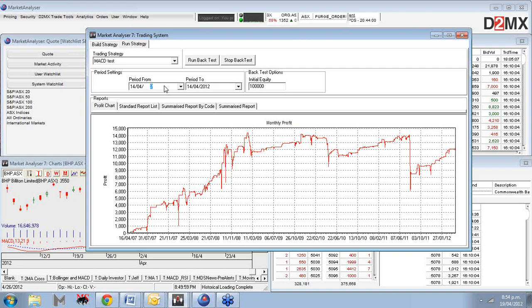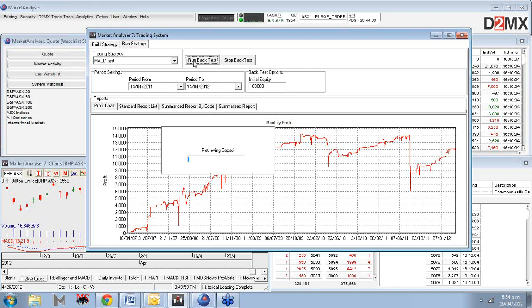And we'll bring it back to just the last year and run the back test. Now remember, we're going short on this trade. We get a signal on the MACD, we're going short on the trade. And it must be below a 30-day moving average. And we'll see whether that improves or makes the results worse.